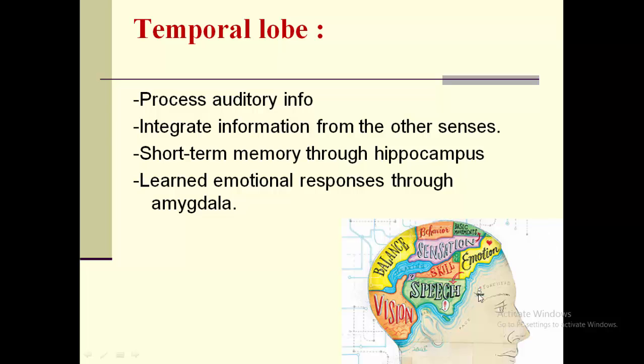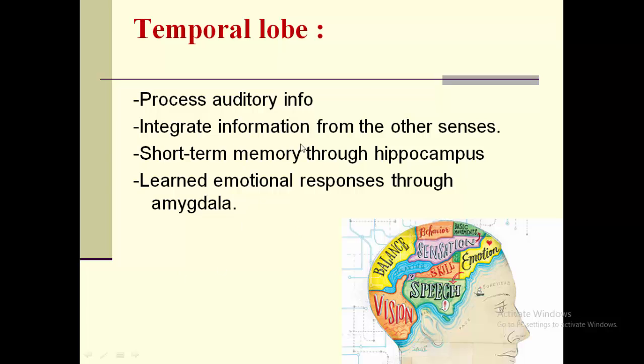Finally, the temporal lobe, right above your ears, is called a temporal lobe, and as you expect, it's just above your ears, so it processes auditory information. Auditory means relating to hearing, and this is the part of the brain mainly interested in processing info related to hearing.